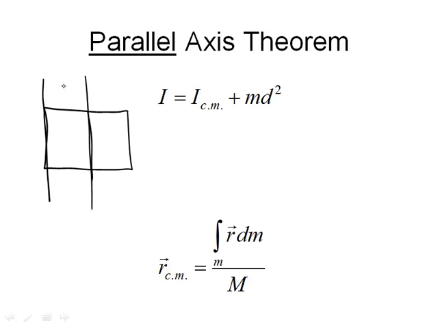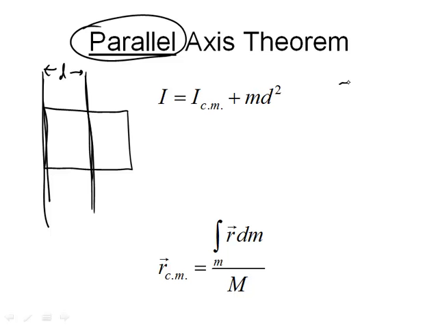Then the idea is that there's a distance between these two lines. The whole idea behind parallel axis is that this is an axis and this axis is parallel to it. I need to choose an axis parallel to another axis going through the center of mass. They have to be parallel. And so if I know the moment of inertia through the center of mass, I just add m, the mass of the object, times d squared.